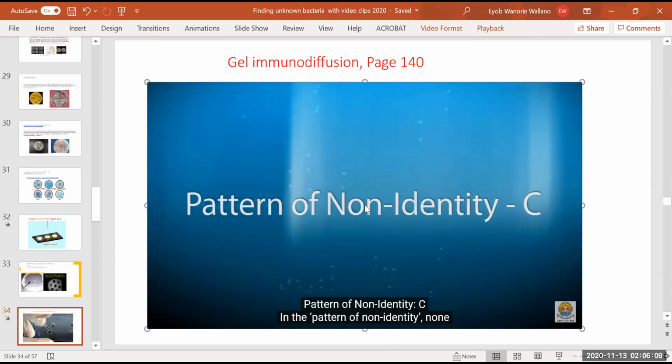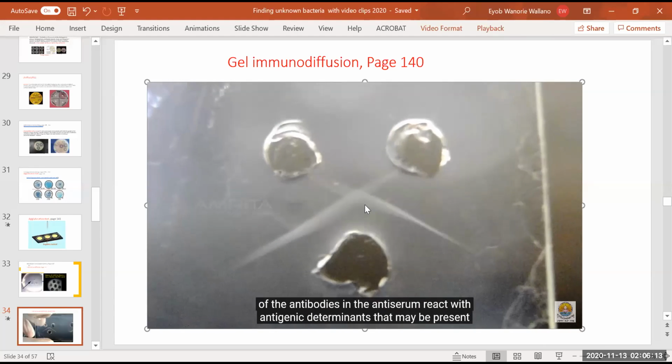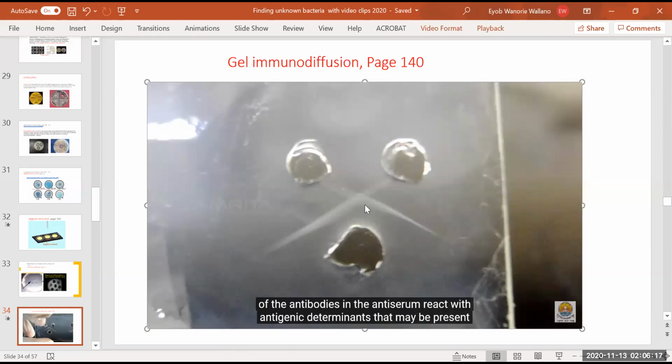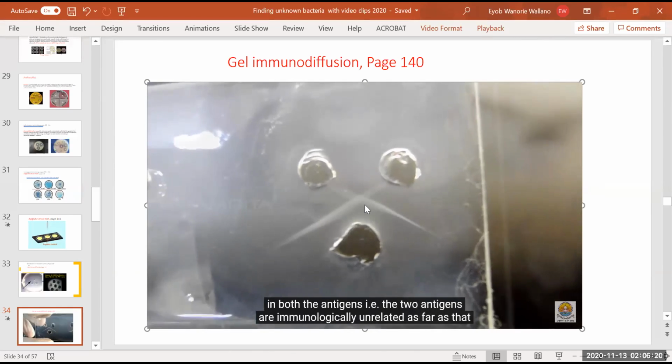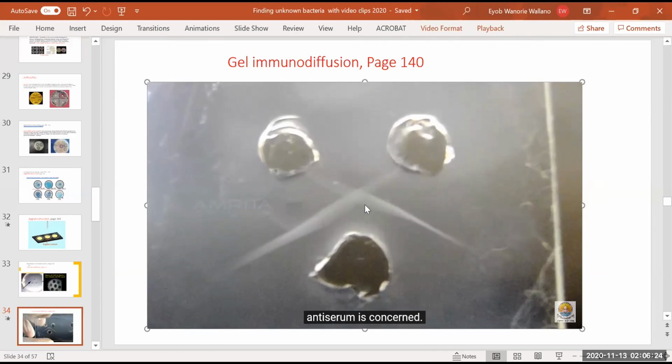Pattern of non-identity C. In the pattern of non-identity, none of the antibodies in the antiserum react with antigenic determinants that may be present in both the antigens. That is, the two antigens are immunologically unrelated as far as that antiserum is concerned.